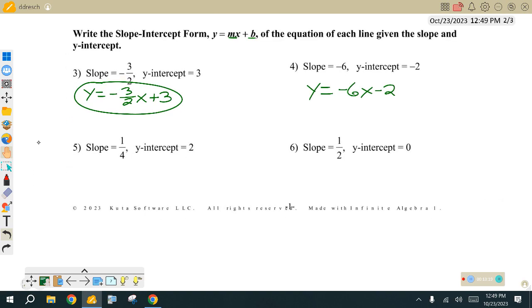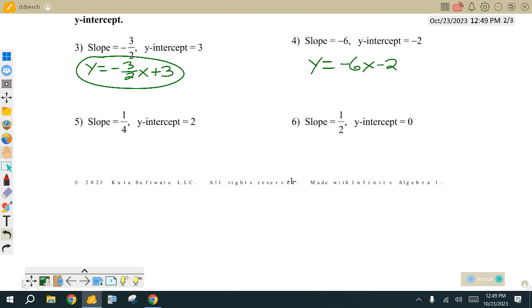On number 5, what's the slope? 1/4 x, and the y-intercept we have is +2, so +2. That's it, that's it, that's it. And on the last one there, nothing on there.